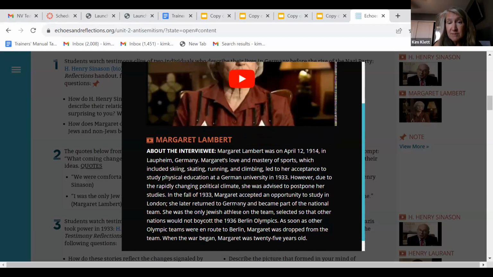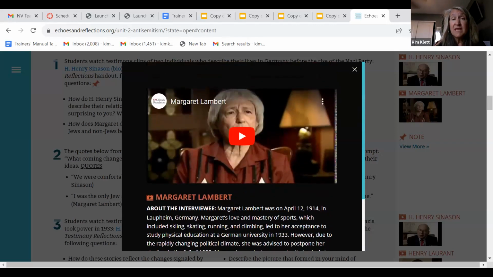Later, she came back to Germany to become a part of their national team for the 1936 Berlin Olympics. They pretty much forced her to come back. They threatened her family because they wanted to show countries, including the US, that had talked about boycotting the Olympics, oh, yeah, we have Jewish athletes. And so they brought her back for that reason. And then right after, dropped her as soon as the other countries dropped their boycott talk. And so she was dropped from the team. And she was 25 years old when the war began.